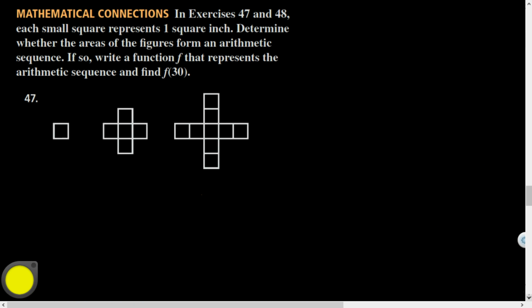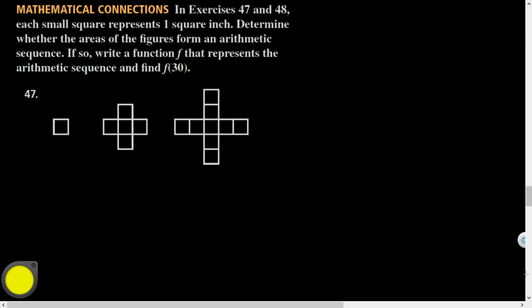I like this one. I'll say right now, question 48 is not an arithmetic sequence. That's growing faster than we could. But if this is my first term, and this is my second term, this is my third term, let's see. Let's read the question. As each small square represents 1 square inch, determine whether the areas of the figures form an arithmetic sequence. So what is the area of this right here? That would be 1 times 1, which is 1, right? 1 times 1 is 1 for area.